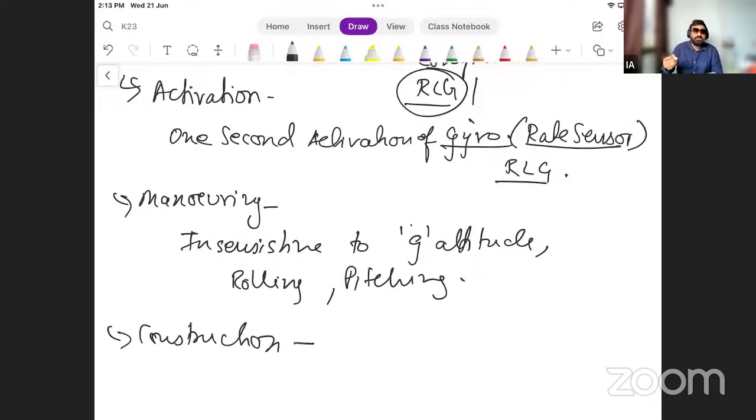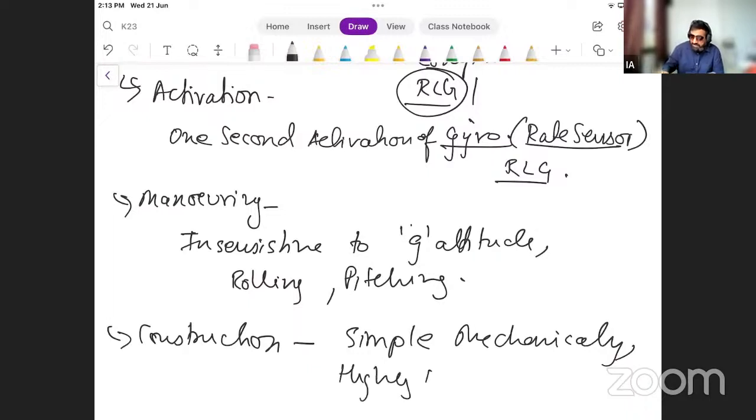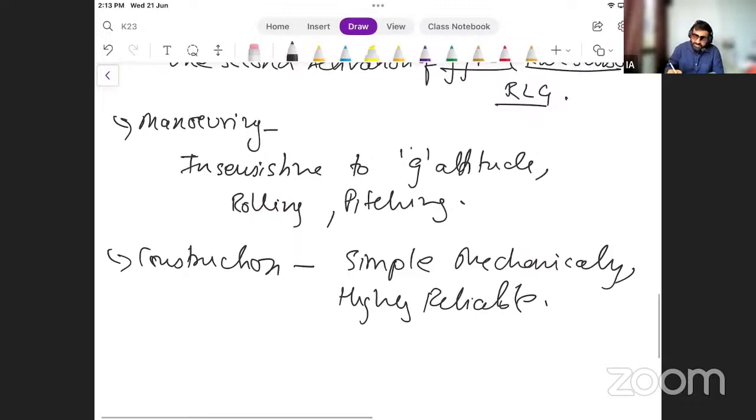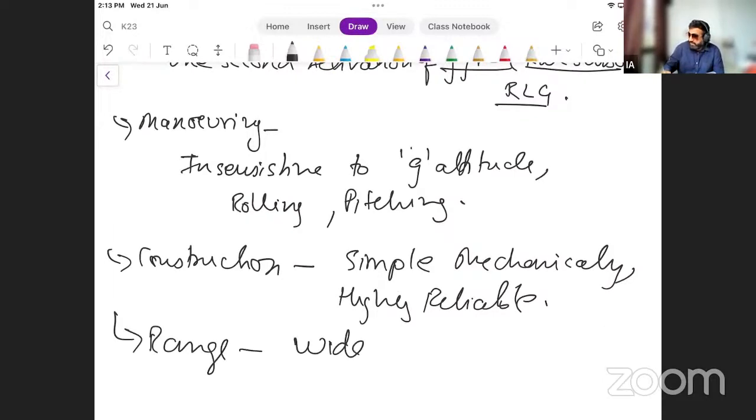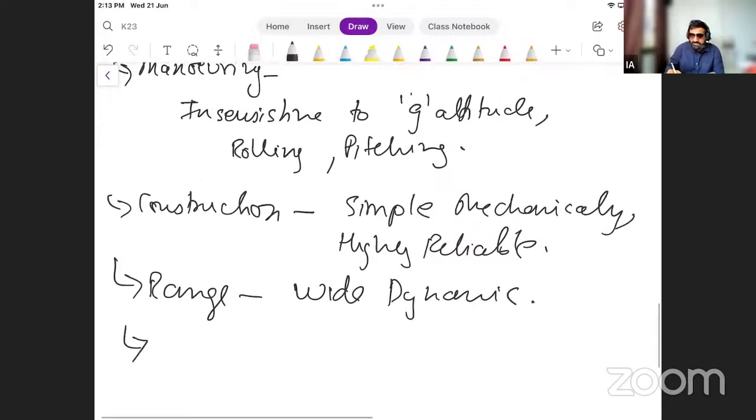Construction is simple. Mechanical construction is very simple and it is highly reliable. And then range, we have wide dynamic range, we can say. These are key points that can come in the exams.